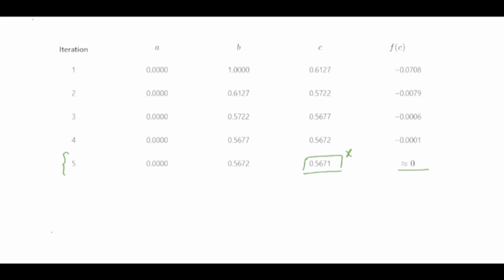equation e to the power minus x equals 0, that is 0.5671. And basically this value is known to be the omega constant, which actually satisfies x equals e to the power minus x.